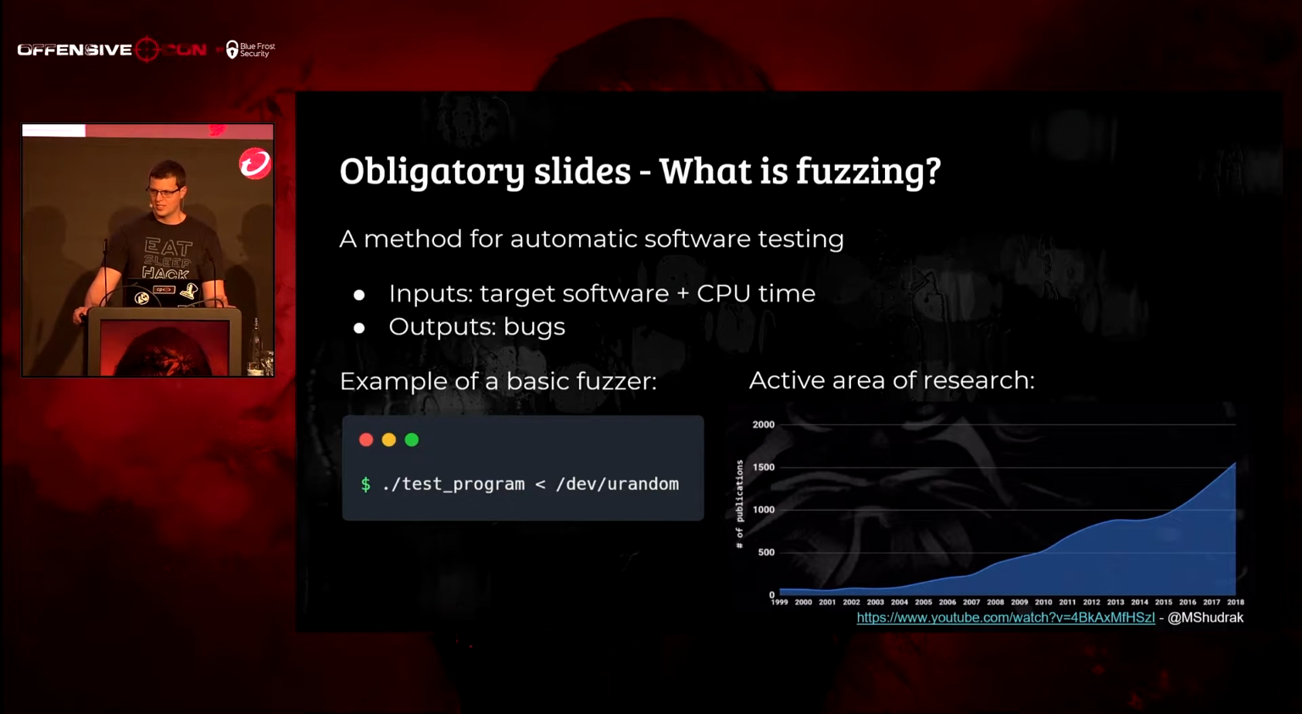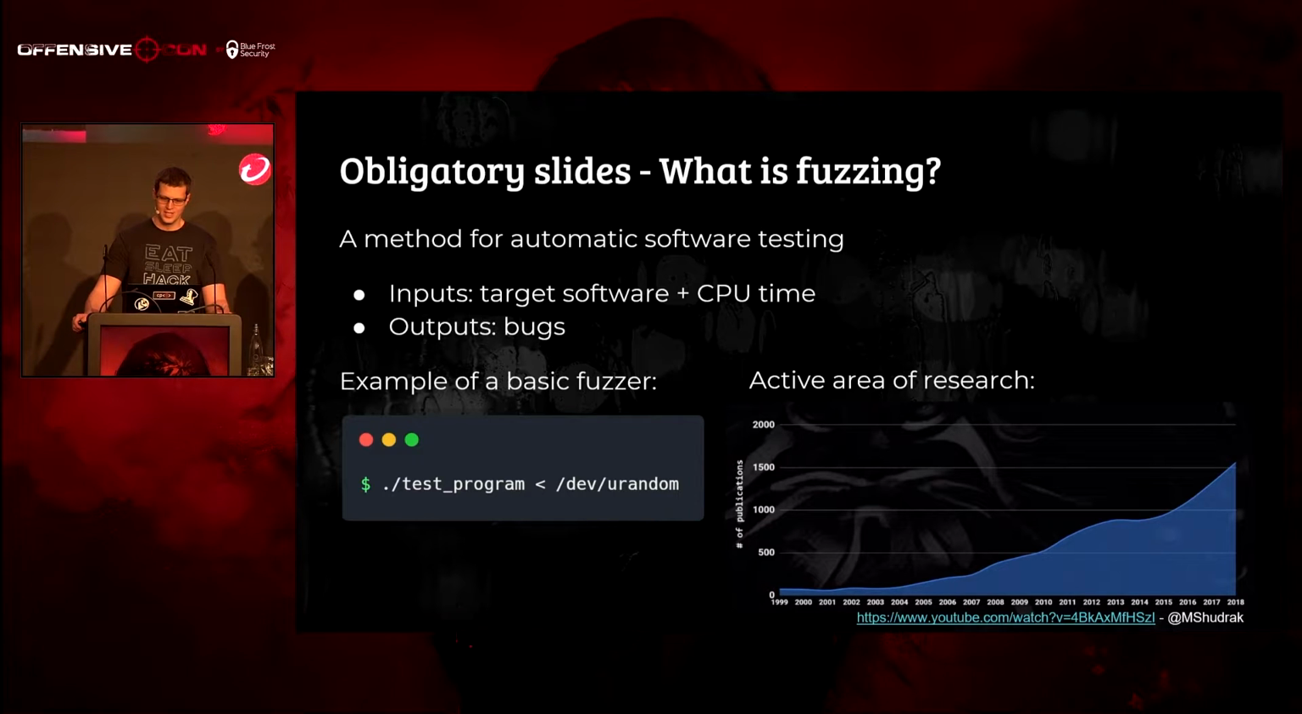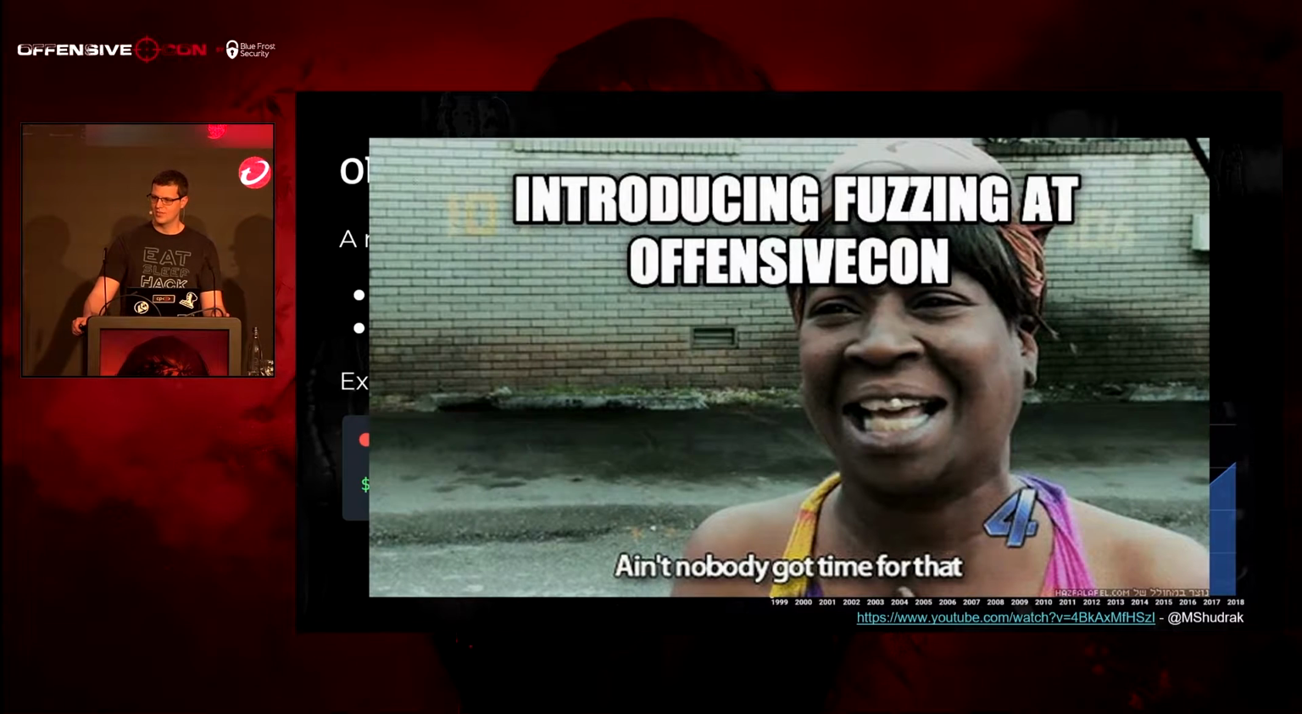So a few obligatory slides, since this is a presentation about fuzzing. Fuzzing is a method for automating. I'm just kidding. This is OffensiveCon. We're not going to do introduction to fuzzing. We don't have time for that.